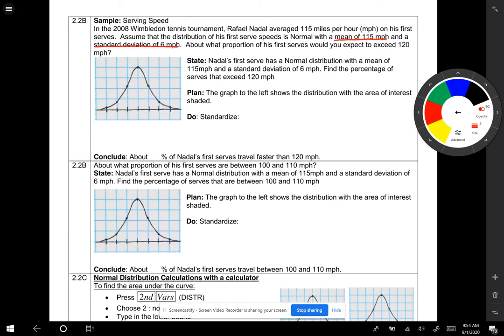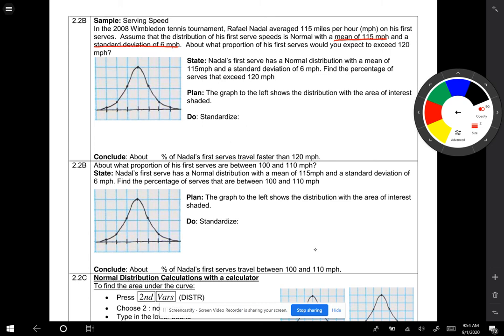So this is the 4-step process that I mentioned we were going to do so much of in second semester. The state, plan, do, conclude. Nadal's first serve has a normal distribution with a mean of 115 miles per hour and a standard deviation of 6 miles per hour. What we're being asked is, find the percentage of serves that exceed 120 miles per hour. It's the last sentence.